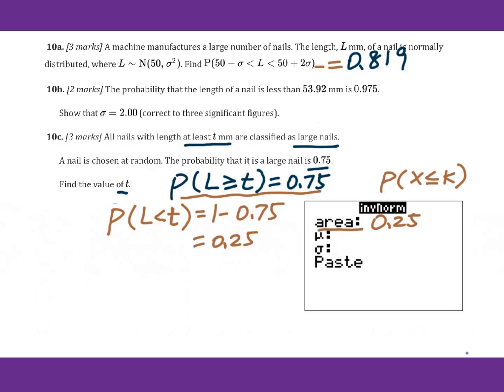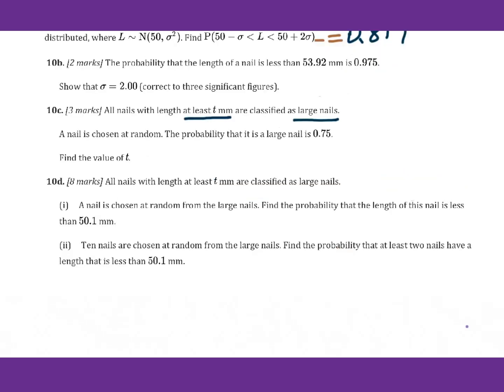So we have 0.25. The mean is 50. The standard deviation is 2. Then we put it into the graphing calculator. You will get t equals 48.7 millimeters. Now let's go to 10d.